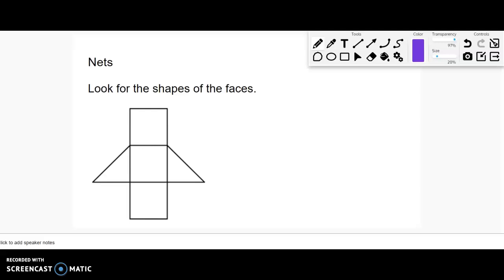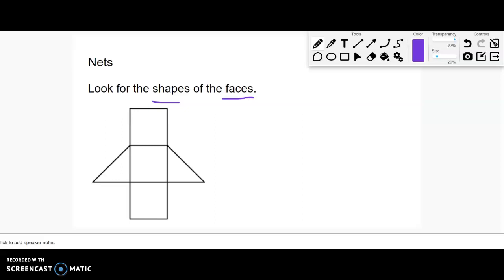Another review, this time on nets. Make sure when you are looking at the nets that you're really looking to match the shapes of the faces. Whatever shape the faces are is the shapes I'll see on the net. They might be in different spots, but the shapes will be the same.